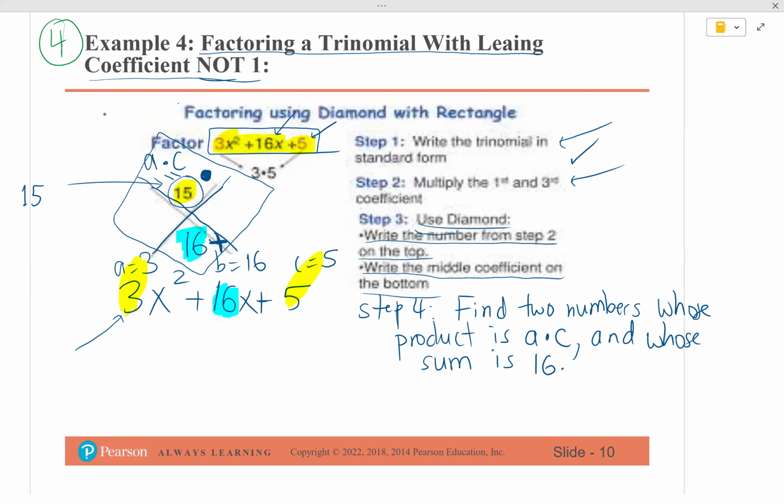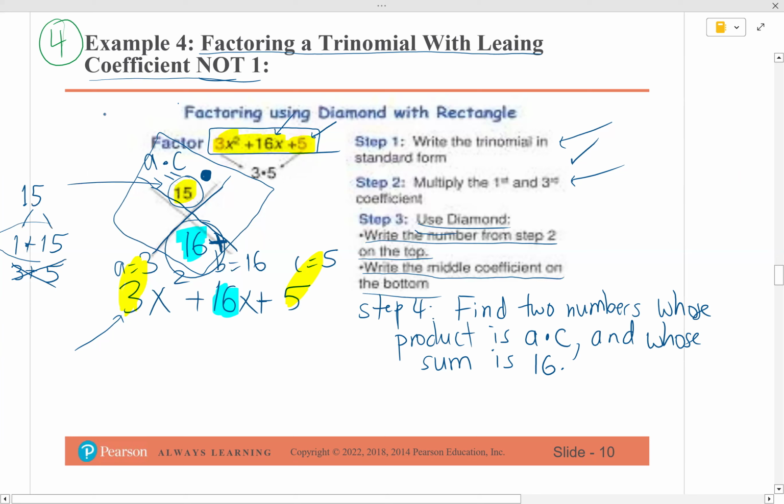So 15, I have to think about what 2 things multiply to 15. I got 1 times 15, 3 times 5. That might be about it. But I want the pair that adds up to 16. 3 plus 5 is not 16. But 1 plus 15 is 16. Those must be the ones I want. Okay, so those are the guys. Find 2 numbers whose product is A times C.